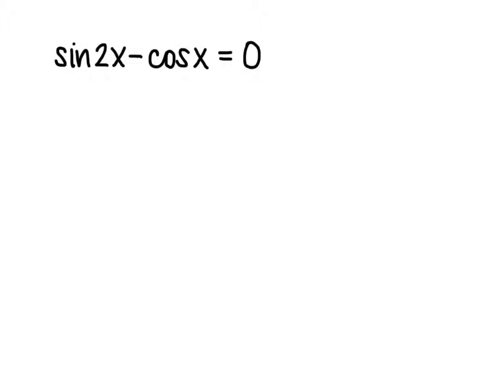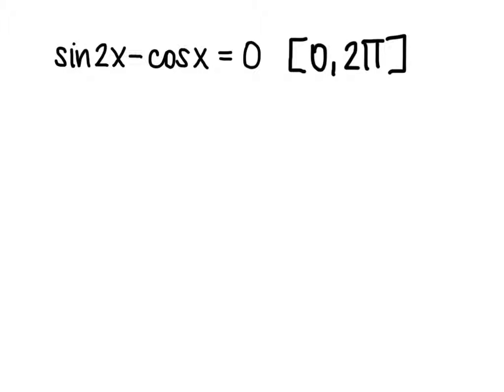In this example, sine of 2x minus cosine x equals 0. We want to solve for x. We were also given that our parameters for x have to be between 0 and 2 pi. So what we're going to do at the very end is look at our unit circle, and between 0 and 2 pi we need to determine in radian form which values for x will work.